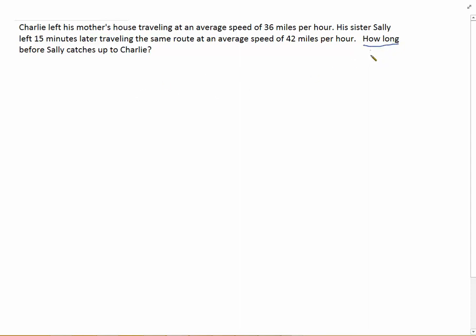So we're looking for time, or in this case, times, right? How long before Sally catches up to Charlie? There are two unknowns in this problem, one for Sally and one for Charlie. So what I'll do is let C represent the time that Charlie was driving.